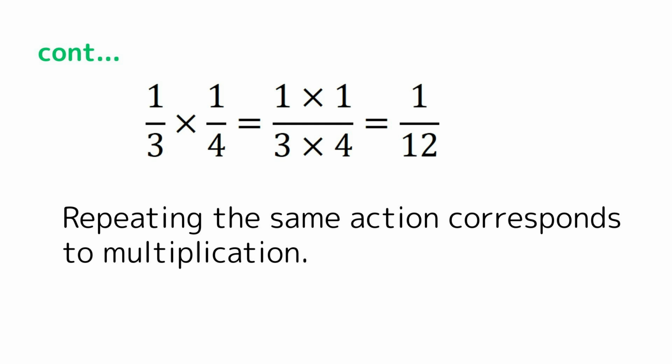The reason the numerator is 1 times 1 is that we first take out one part divided into 4 parts, and then we take out one part further divided into 3 parts. The act of taking out one part is repeated. Repeating the same action corresponds to multiplication. That's why the numerator is 1 times 1.